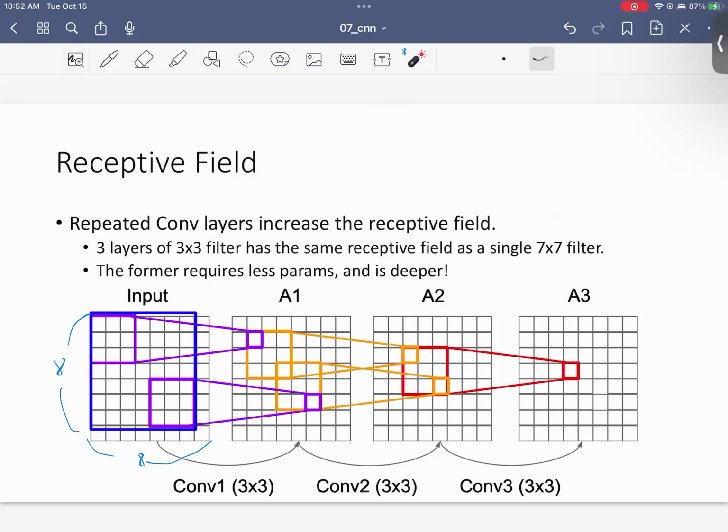So using a smaller number of parameters, 3 layers of 3 by 3, which is 27. Let me write it down here: 27 here and 49 here. Using a smaller number of parameters, you're still getting a 7 by 7 receptive field in the end. Of course, you would have 3 layers, so you require some backpropagation, but you're getting the same job done way more efficiently. That's the beauty of stacking more layers. The deeper network requires fewer parameters.